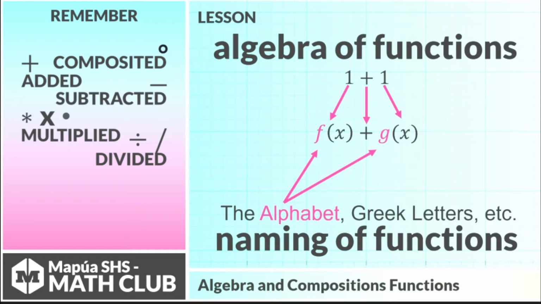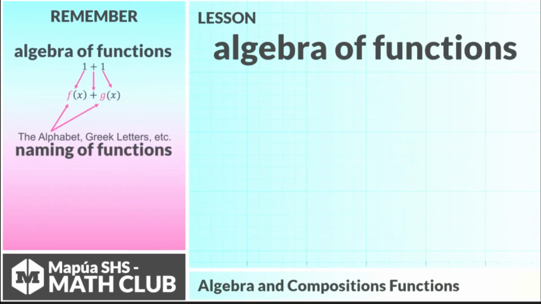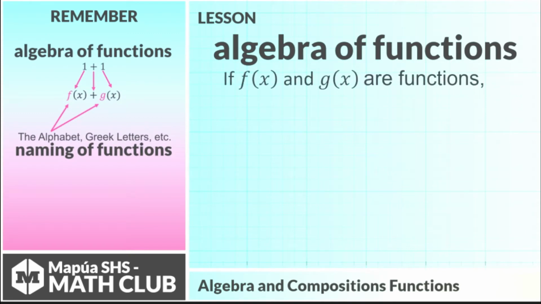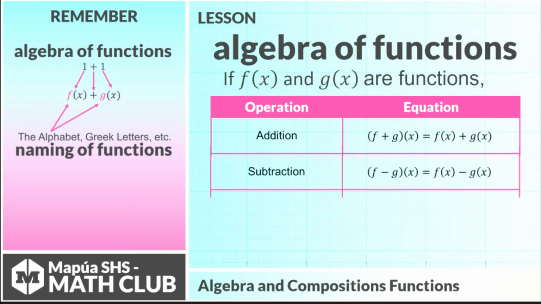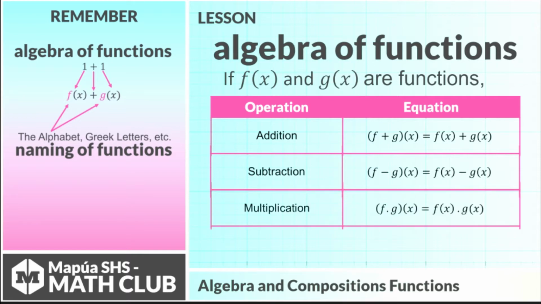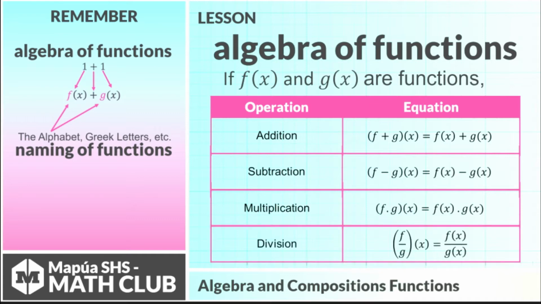For instance, we let f of x and g of x be the functions. Then, we can define their sum, or f of x plus g of x, as (f plus g) of x. Their difference, or f of x minus g of x, as (f minus g) of x. Their product, or f of x times g of x, as (f times g) of x. And their quotient, f of x over g of x, as (f over g) of x. Note that these are all just for the notations. Do you get that? Now let's have an example.